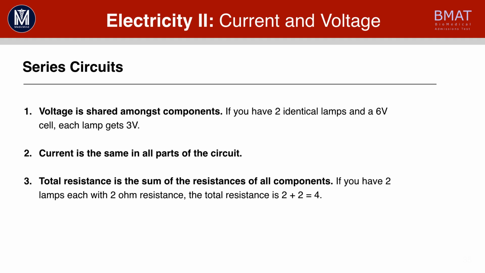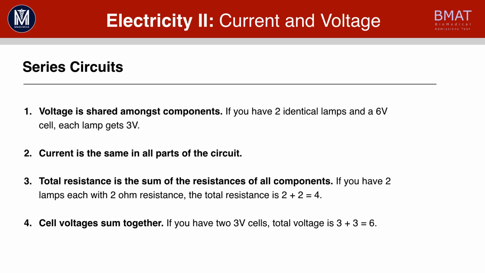To work out the total resistance, we add up the resistance of each individual lamp, as we mentioned. So if you have two lamps, each with 2 ohms resistance, the total resistance would be 4. In this scenario, each lamp has the same resistance, so therefore, each lamp would get an equal share of voltage. However, if one lamp had a much higher resistance than the other lamp, the lamp with the higher resistance would get a higher voltage to make sure that each lamp has the same current flowing through it.